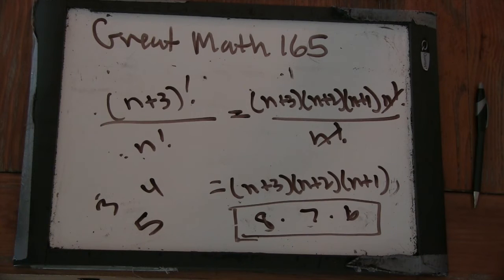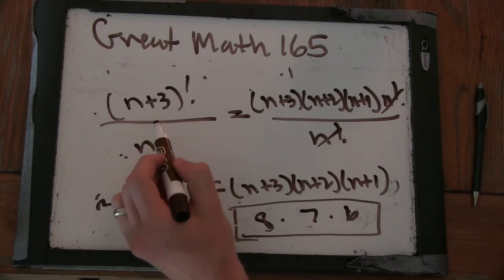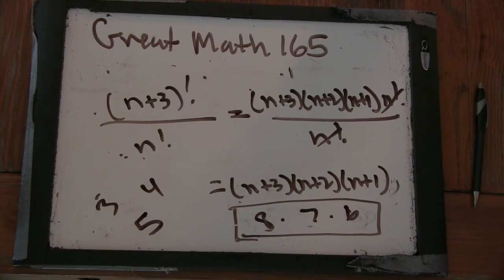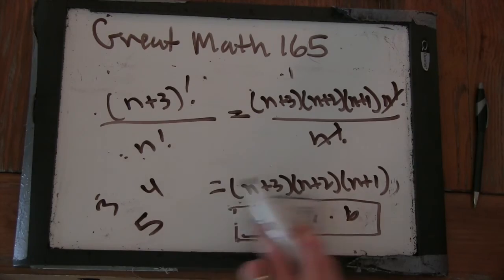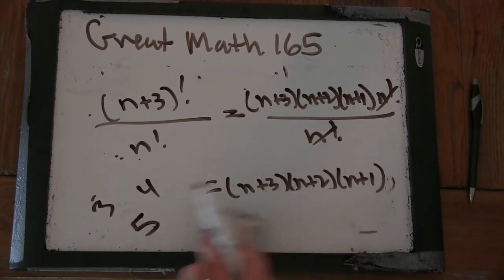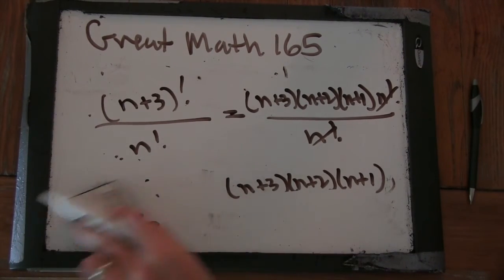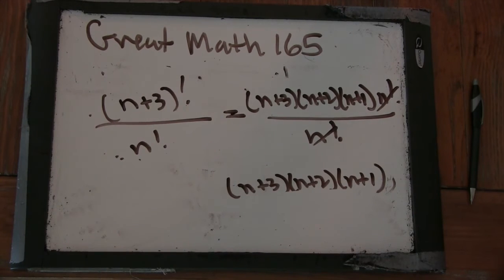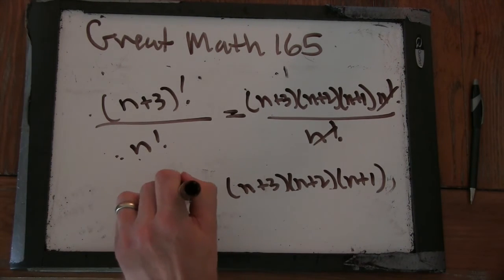Okay. But what if we tried to find something whose difference was 4, n plus 4 factorial over n factorial? What would happen to this? What would change about this expression here? Well, it would get 1 larger. Then what would be the extra term we would add? N plus 4.